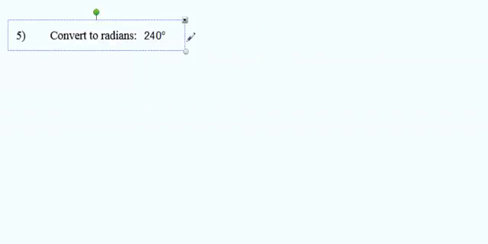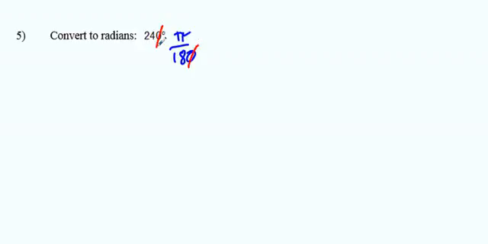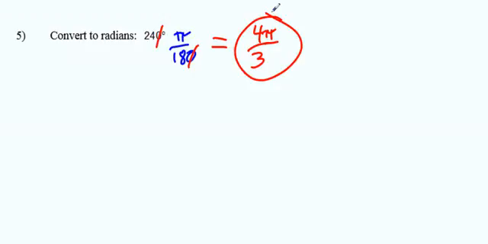Converting to radians, you just do the opposite. You multiply by pi and divide by 180. The zeros will cancel. 24 over 18 reduces, divide by 6, you get 4 over 3, and then there's pi, so it's 4 pi over 3 radians.